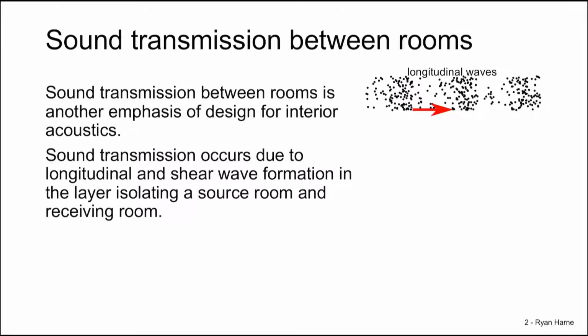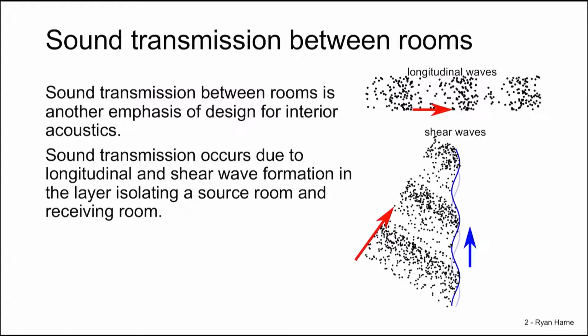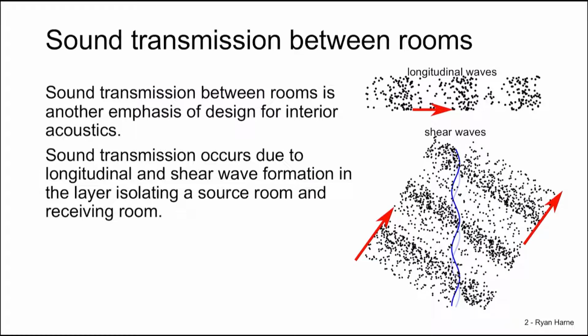And sound transmission occurs between rooms due to both longitudinal and shear wave formation in the layers or walls that isolate a source room from a receiving room. We are familiar with longitudinal waves from before in acoustics, and these also propagate through materials. But shear waves are occurring for materials as well. So an incident acoustic field causes fluctuations of pressure on the surface of the material. Because the material supports shear, a surface wave occurs in the direction of the material, which in turn, in the source room, creates another wave.